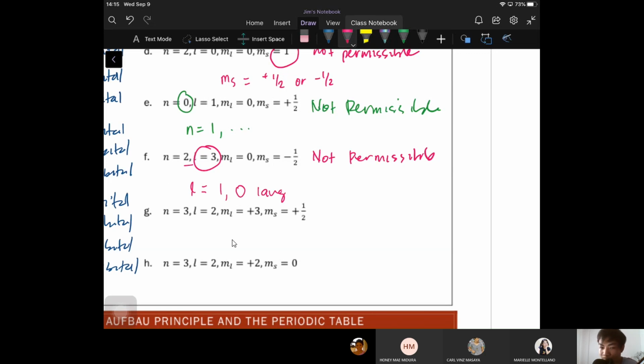Okay, so letter G. Letter G, pwede ba yan or mali? Not permissible pa rin, sir. Bakit po? I'm not sure po, pero yung range po ng ML. Ayun. So, tama naman. Yung ML, again, kanino nagbe-base yung value niyan? Kay L. Since yung L natin ay 2, ML should only have ranges of negative 2, negative 1, 0, positive 1, positive 2. Lagpas eh. So, not permissible uli yan, no? So, hindi pwede yung ganyang electron description. So, bawal yan.